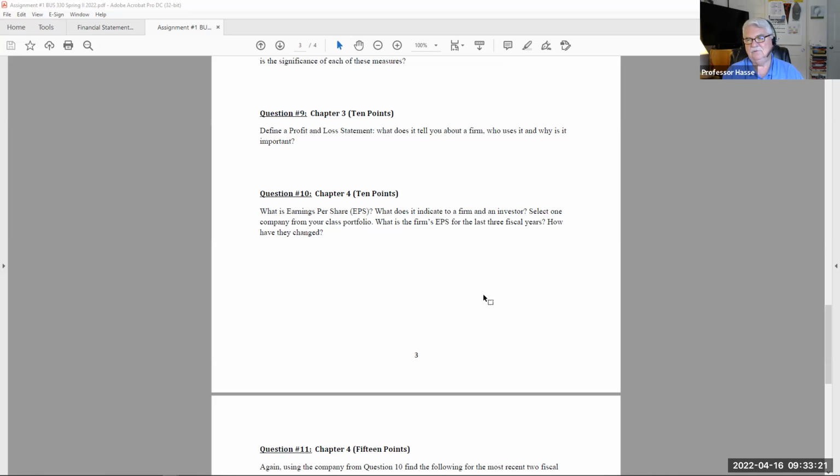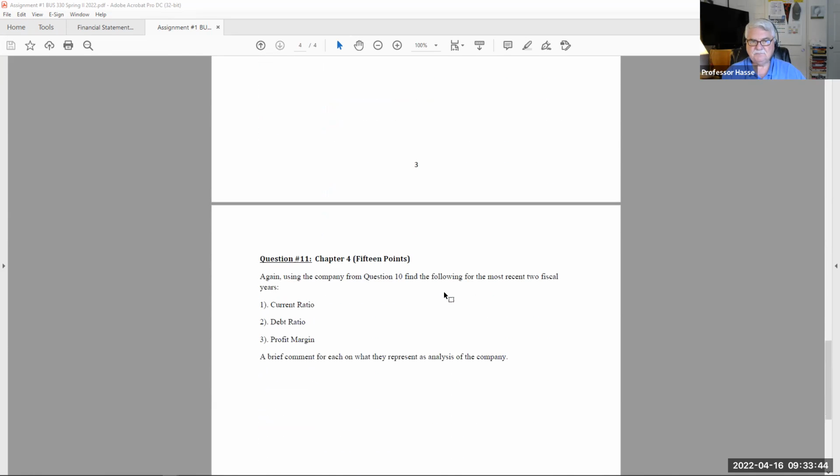So this is 2022. So you're probably going to need 2021, 2020, 2019 earnings per share for your one particular company, not the whole portfolio. You select one. You have to do a little internet research on that, and that I leave up to you.